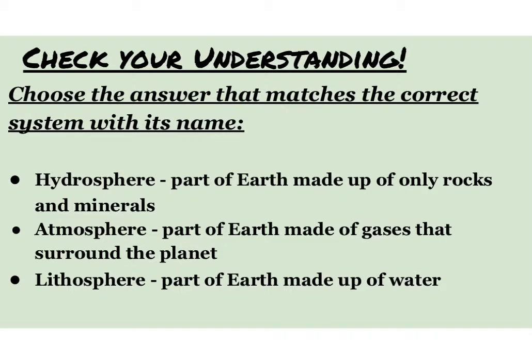Okay, time to check your understanding once again. This time you're going to choose the answer that matches the correct system with its name. So you've got three different choices here. You're just going to select the one that makes the most sense. Use your notes again to help you with this. Is the hydrosphere part of the Earth made up of only rocks and minerals? Is the atmosphere part of the Earth that's made up of gases that surround the planet? Or is the lithosphere part of the Earth made up of water? You choose the one that is correct based on your notes.